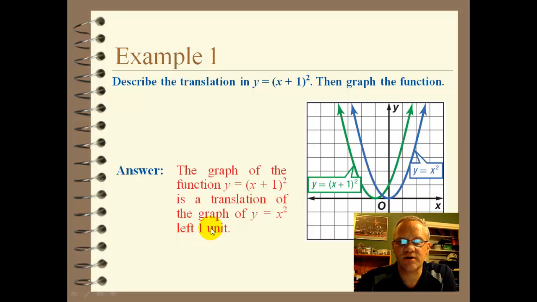And here's what the graph would look like. The original parent function is the blue. It starts at 0, 0. We have the same function, we just moved it to the left one.